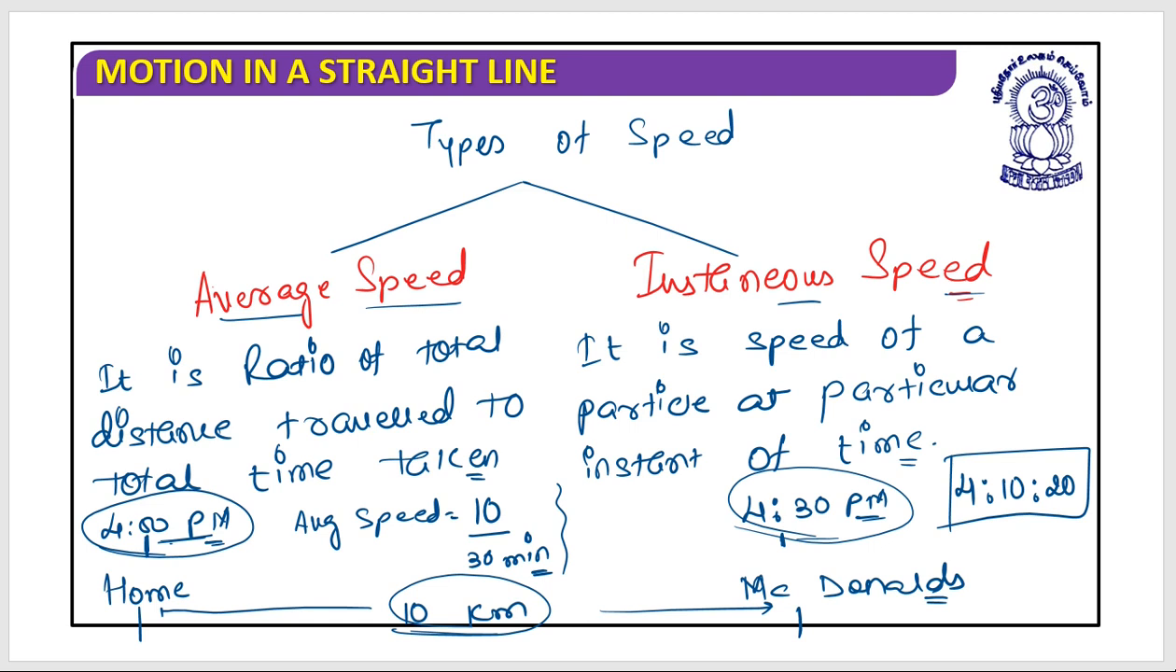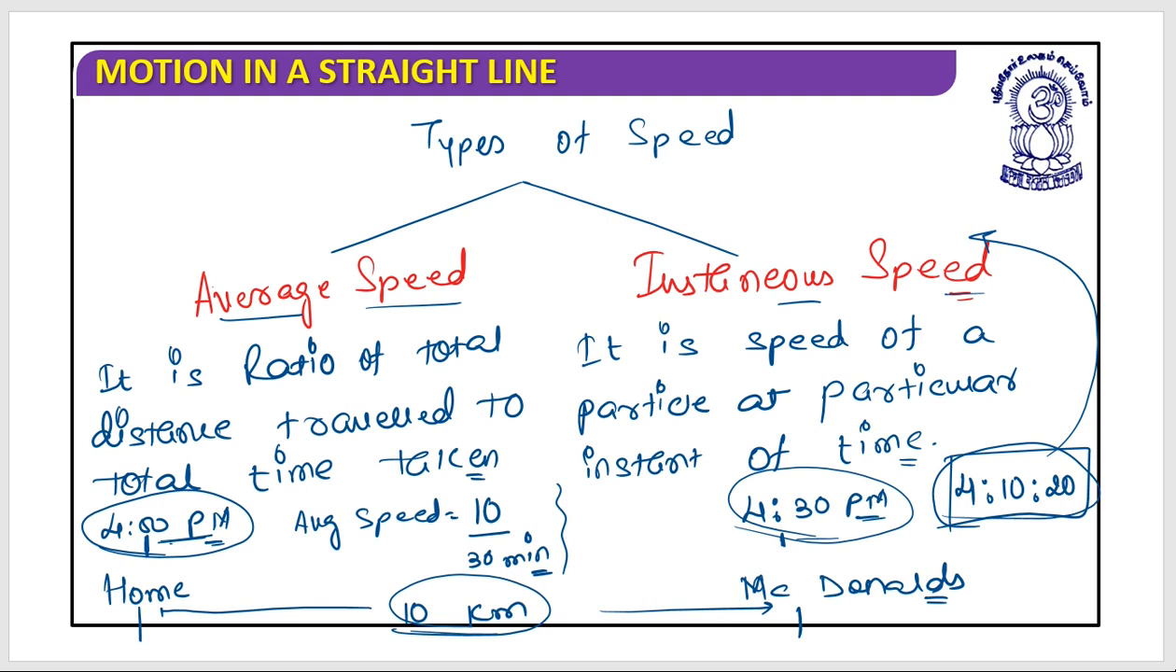So when I need to calculate a speed at any particular instant of time, I need to go for the instantaneous speed. If you want to know what my speed is at this instant, how could I calculate it, or how could I come to know that this is my speed? Tell me, any idea?